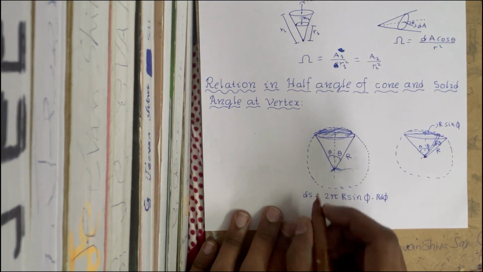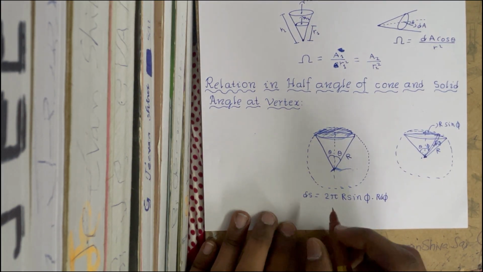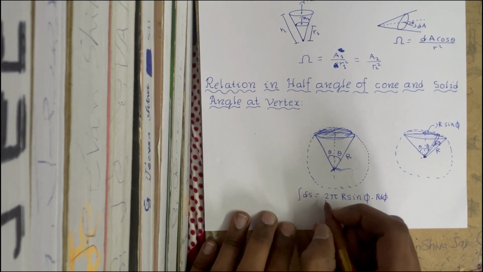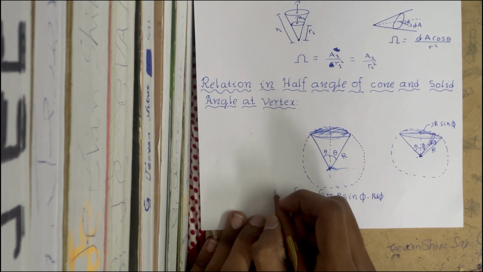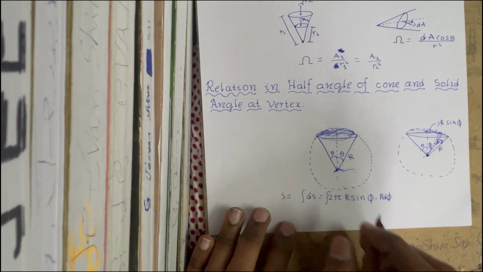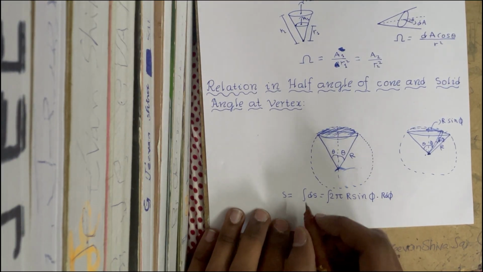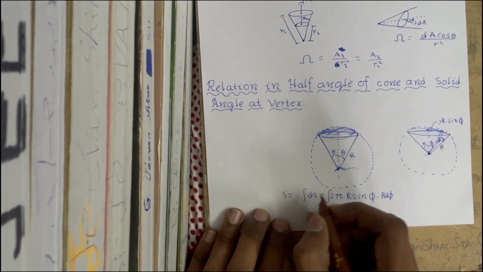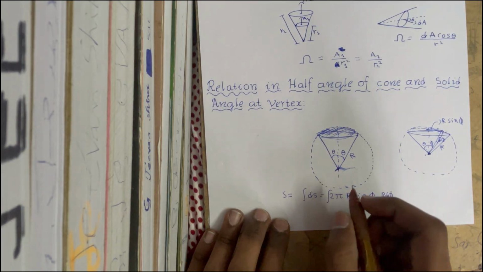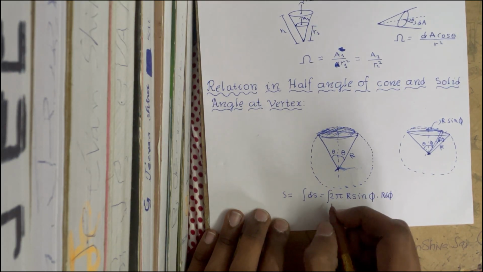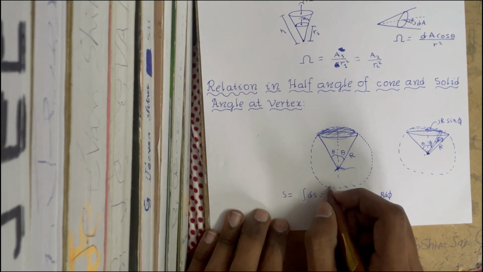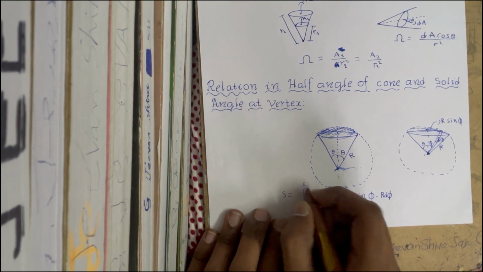On integration, we should take the limits from 0 to theta. Let's suppose this is just 0 here.